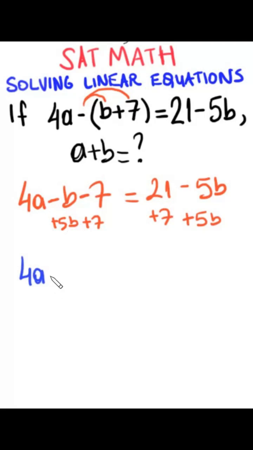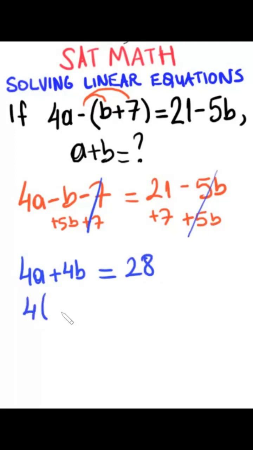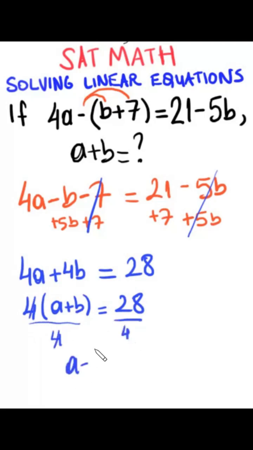Negative b plus 5b is going to be 4b. These two will be cancelled out. 21 plus 7 is 28. And then these two will be cancelled. So now we can factor this out. We can take 4 out. 4 in parentheses a plus b is equal to 28. And then we can divide both sides by 4. So we get a plus b is equal to 7.